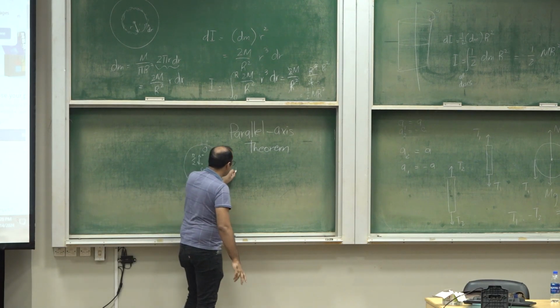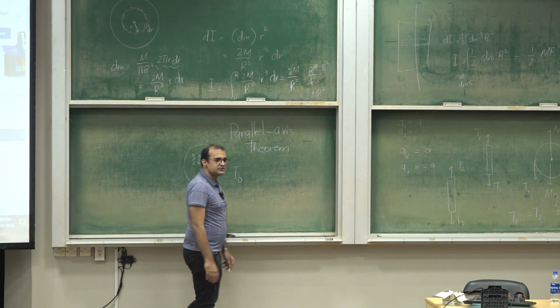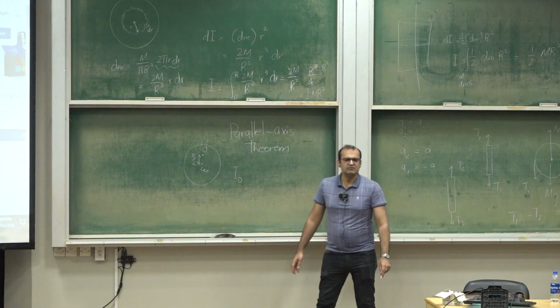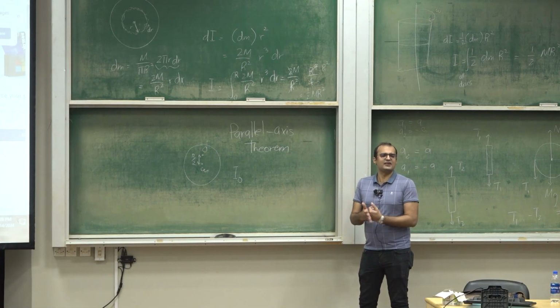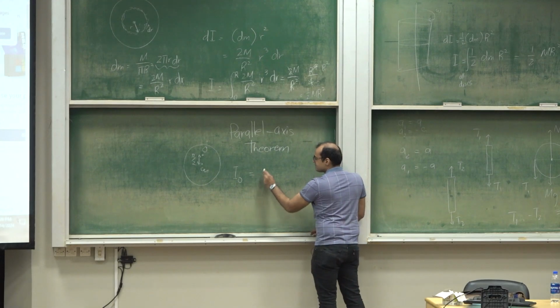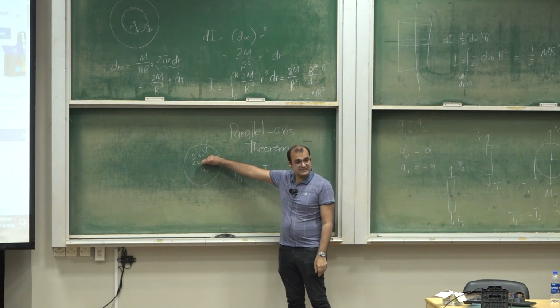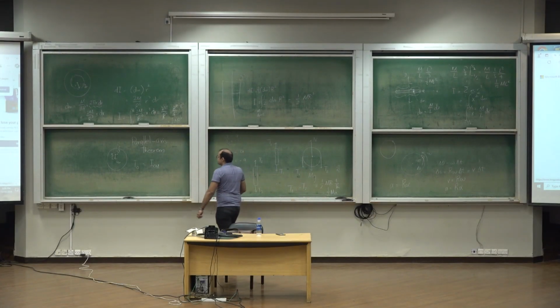So what you need to find out is I_O. The parallel axis theorem says that I_O equals I_CM, the moment of inertia about the center of mass axis, plus the total mass of the object that you're dealing with times some distance squared. Why is distance squared necessary?